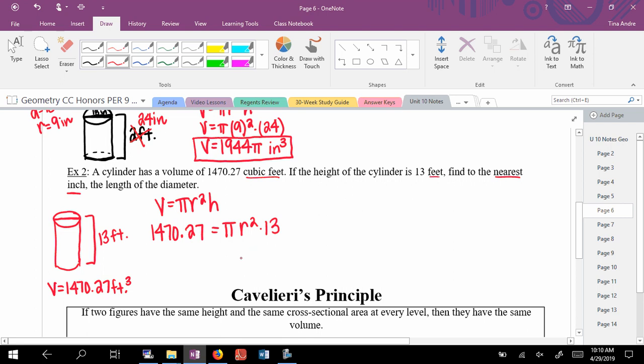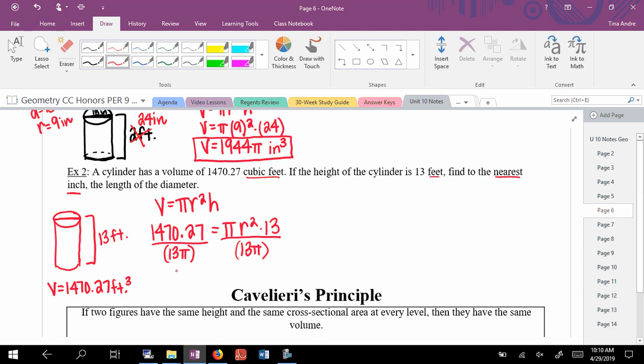This is where you have to be careful in your calculator, because I want to divide by 13 pi. If I just say 1470.27 divided by 13 pi, your calculator won't know that you want the 13 pi to go in the denominator. So you need to either put parentheses if you're just using the division symbol, or use the control divide and actually set up a fraction and make sure that it looks just like this. Because otherwise your calculator will want to divide by 13 and then multiply by pi. So you need to specify, no, I want to divide by that entire thing.